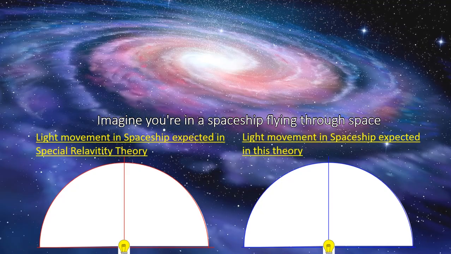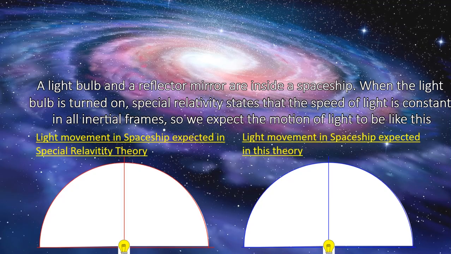Imagine you're in a spaceship flying through space. A light bulb and a reflector mirror are inside a spaceship. When the light bulb is turned on, special relativity states that the speed of light is constant in all inertial frames, so we expect the motion of light to be like this.